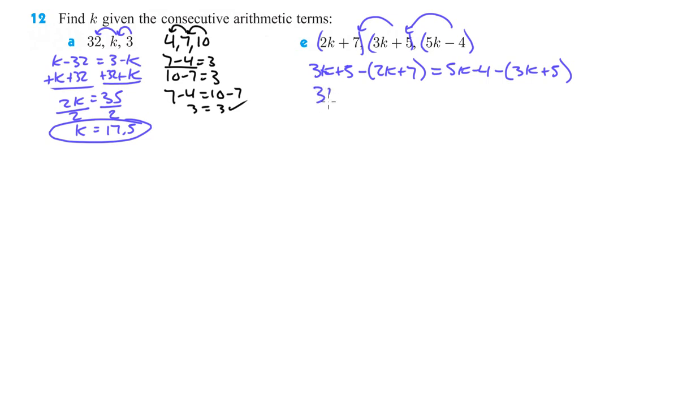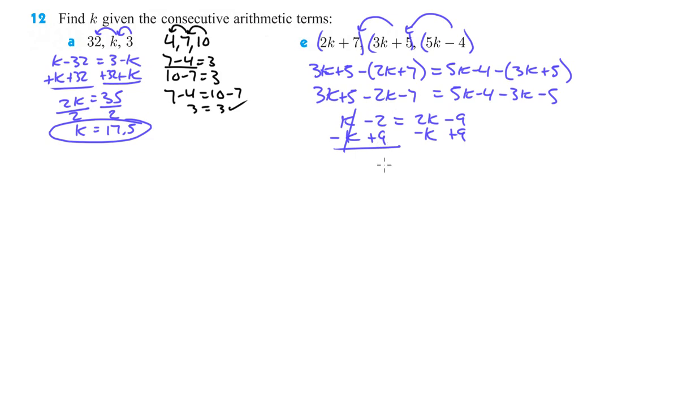So that's going to be 3K plus 5 minus 2K minus 7, and then 5K minus 4, and then minus 3K and minus 5. Okay, so 3K minus 2K is K, 5 minus 7 is minus 2. 5K minus 3K is 2K, and negative 4 and negative 5 is negative 9. So I'm going to move my K's to the right side and my numbers to the other side. That's going to give us 7 equals K, and that's it. That's all we have to do for that.